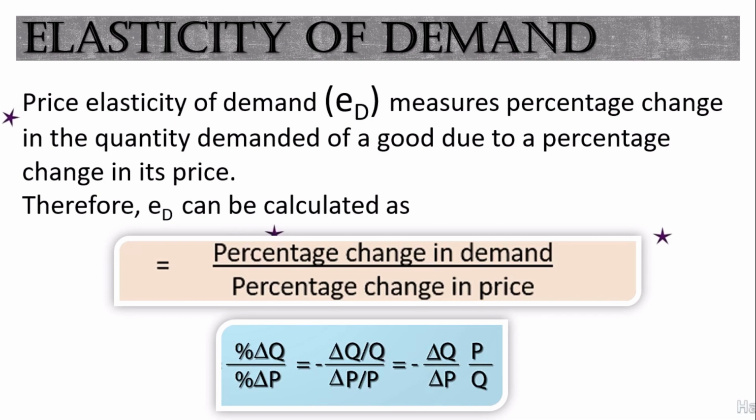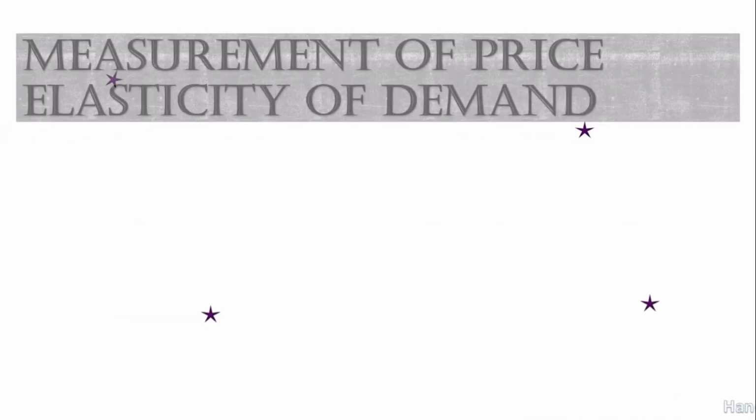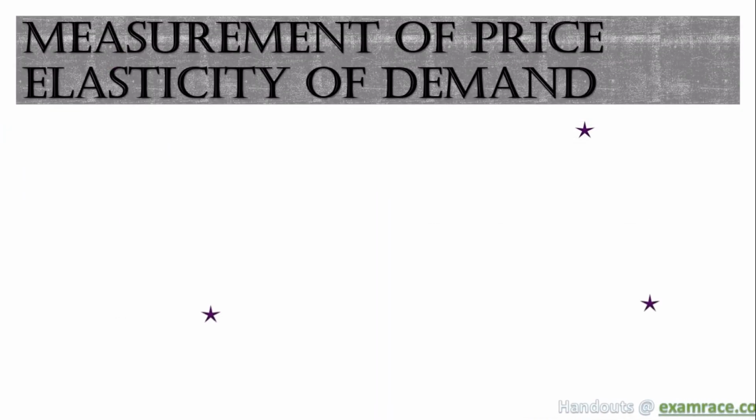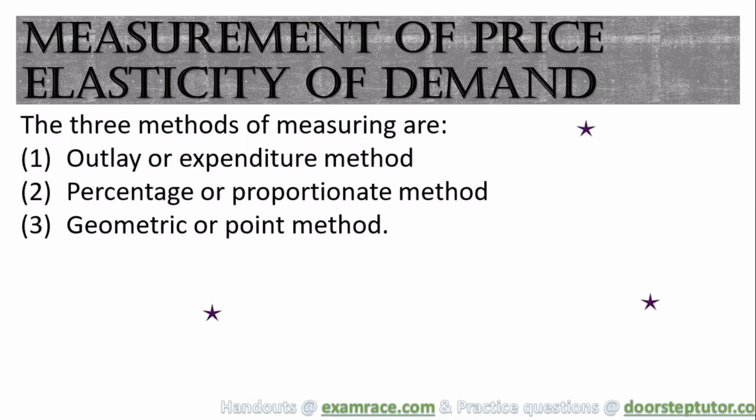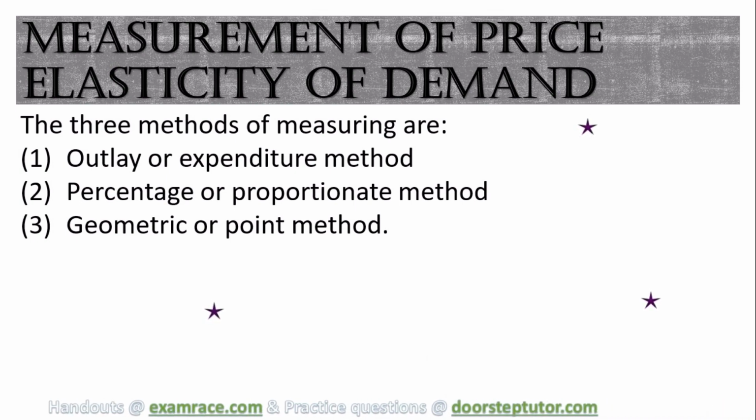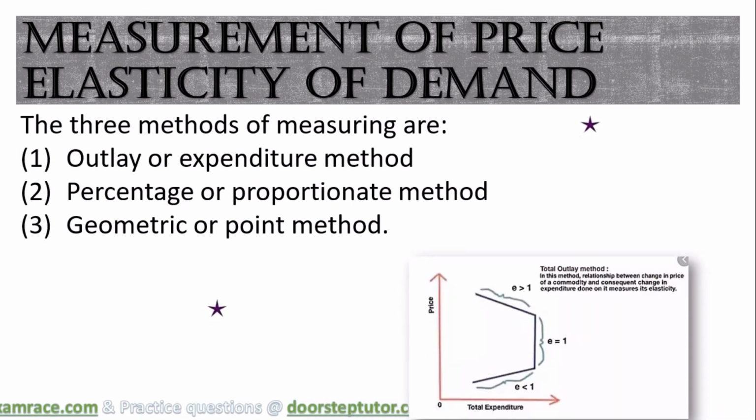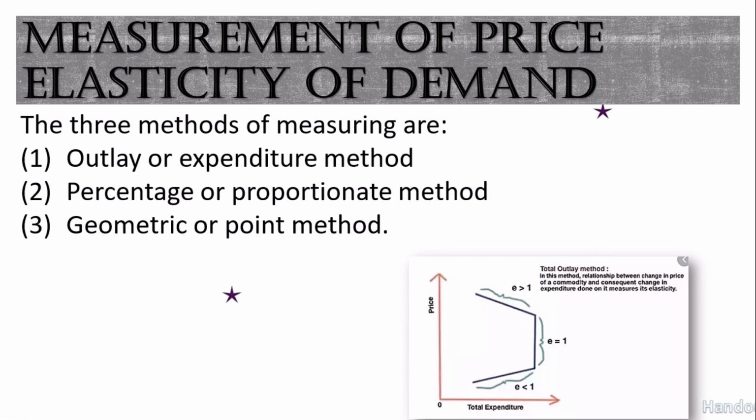Now, moving on to the measurement of price elasticity of demand. Price elasticity of demand can be measured through three methods. First one of which is total outlay or expenditure method, percentage or proportionate method, geometric or point method. Firstly, we'll discuss the total outlay method. When demand is elastic, that is ED is greater than 1, a fall in price of a commodity results in an increase in total expenditure on it.